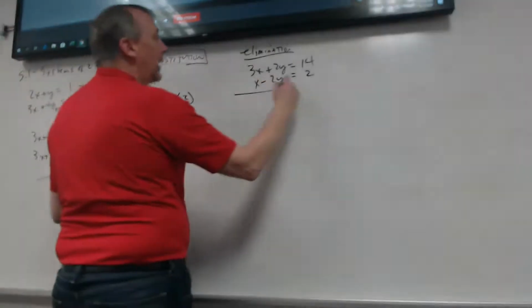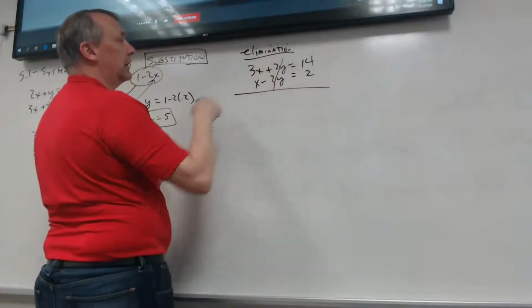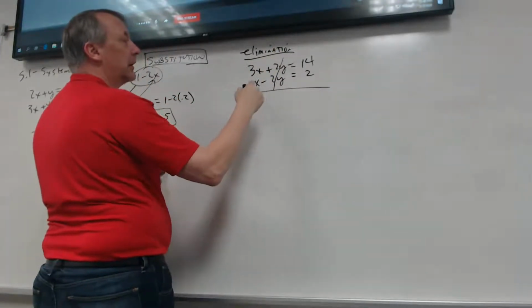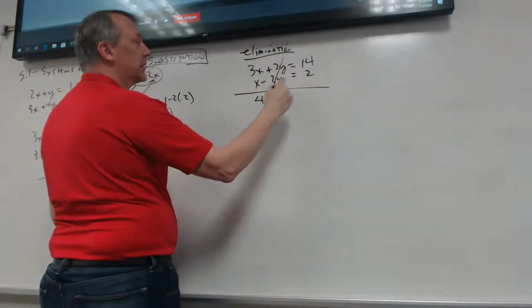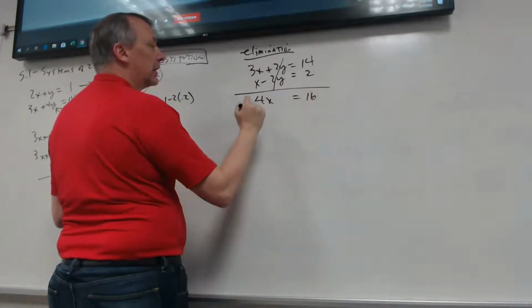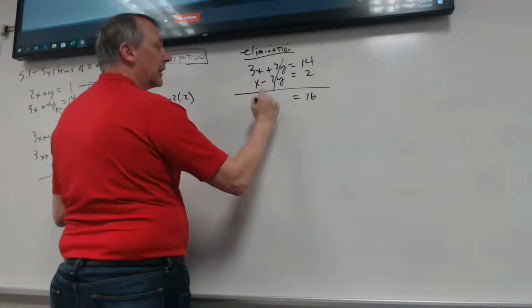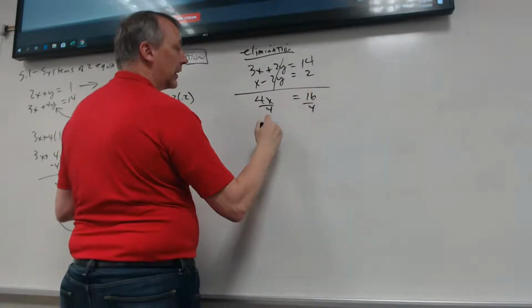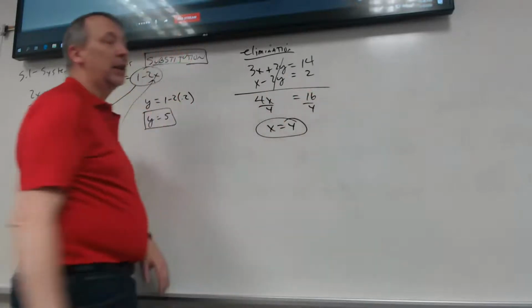Yeah, so we can just add the two equations together. Those are going to cancel. We're going to get what? 4x equals 16. Divided by 4. x equals 4. And then what do I do with that?